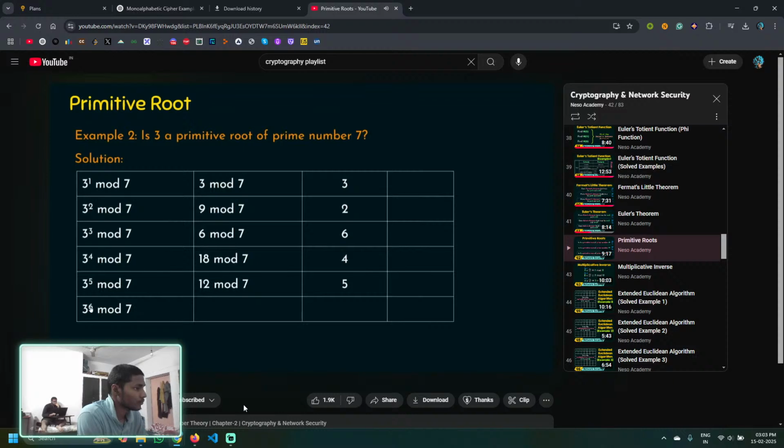And finally we get 3 power 6. 3 power 6 can be 3 power 5 into 3 power 1, right? So 3 power 5 is 5, 3 power 1 is 3. So 5 into 3 is 15. So 15 mod 7 will give 1 as the remainder.